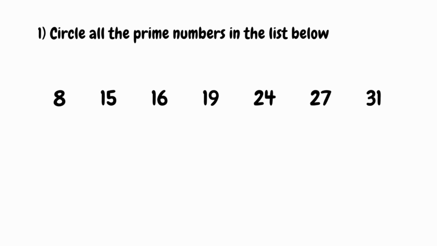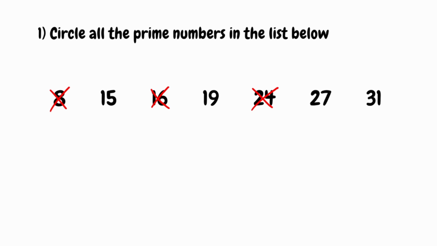Okay, so for question 1, we have to circle all the prime numbers in the list below. In the first example we did, we went over the fact that 2 is the only even prime number. So looking at this list, we know straight away that all the even numbers are not going to be prime. Let's cross these out. We know that 8 isn't going to be prime, 16 isn't going to be prime, and neither is 24. So we can get rid of them straight away.